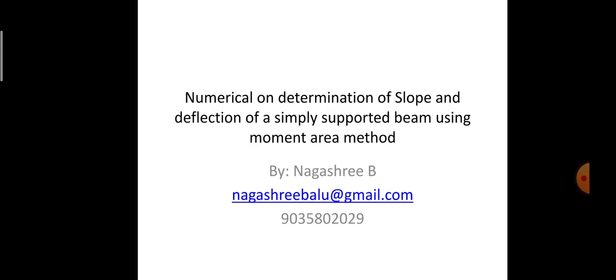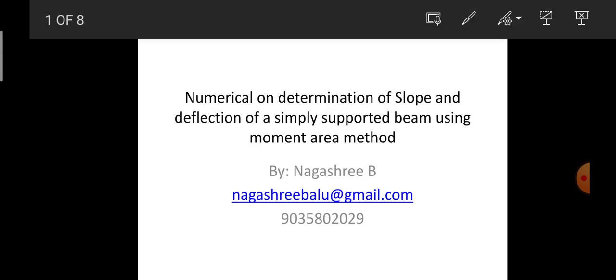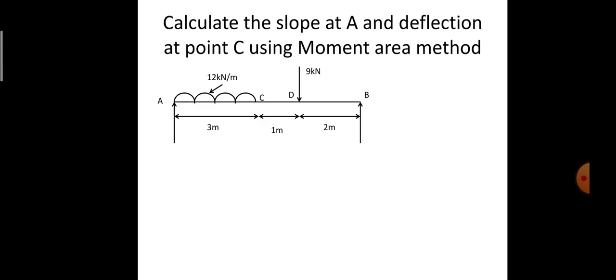So today I'll be discussing a numerical on how to determine slope and deflection for a simply supported beam using the moment area method. Here I have considered a simply supported beam AB wherein the span is equal to 6 meters and it is loaded with a UDL of 12 kilonewton per meter magnitude, which is over a span of 3 meters, and then it is also loaded with a 9 kilonewton concentrated load, which is at a distance of 4 meters from the left support A.